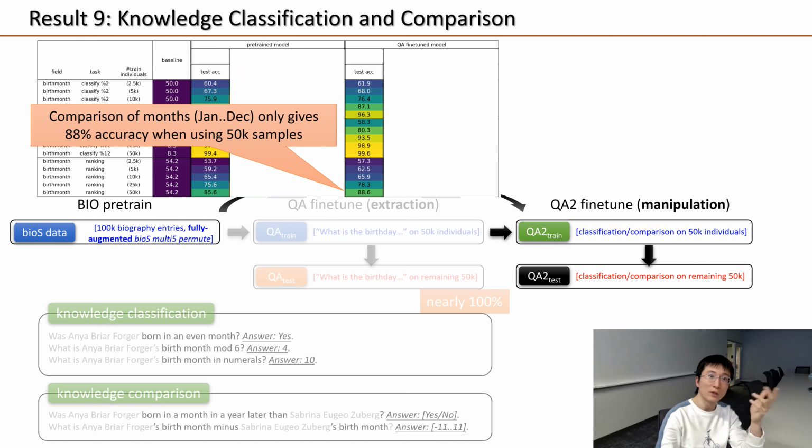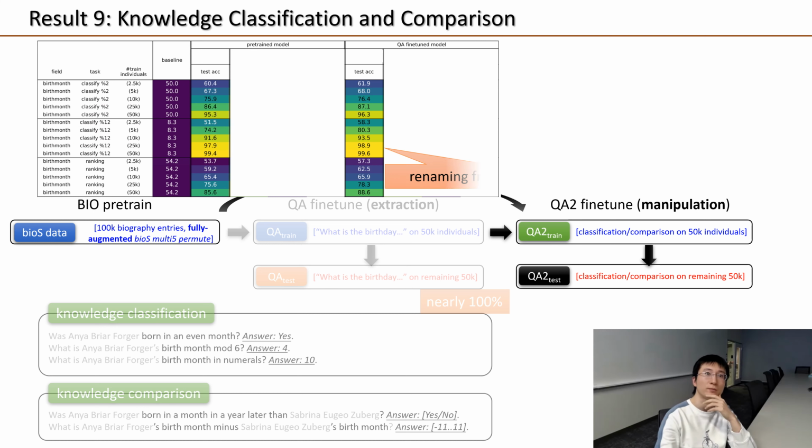If you do comparison, things are even worse. Then you only get 88% accuracy. The only simple task here is the renaming task. That is, if you rename from the English words like January through December to the numbers like 1 through 12, then the accuracy is good.